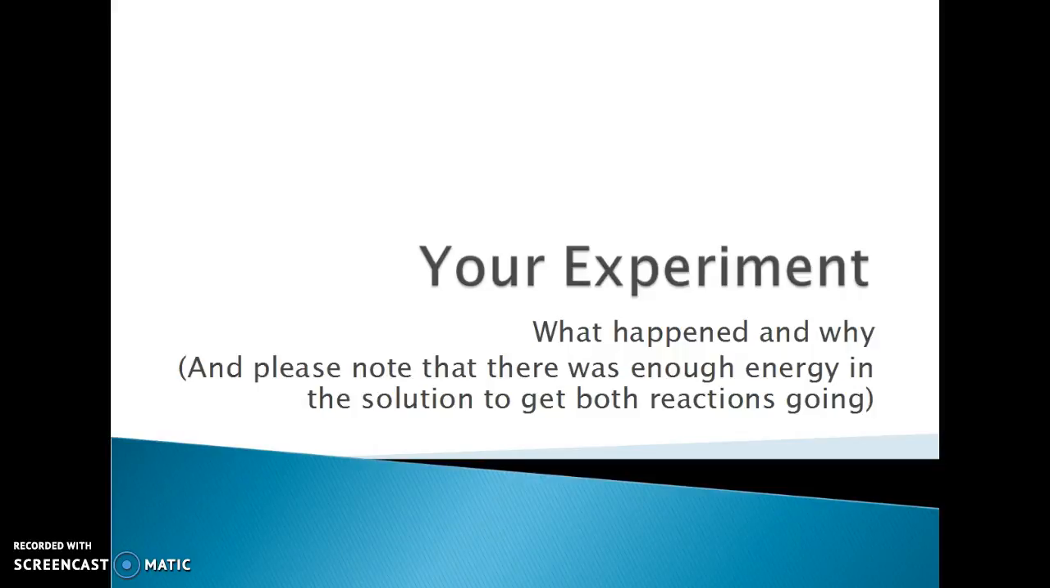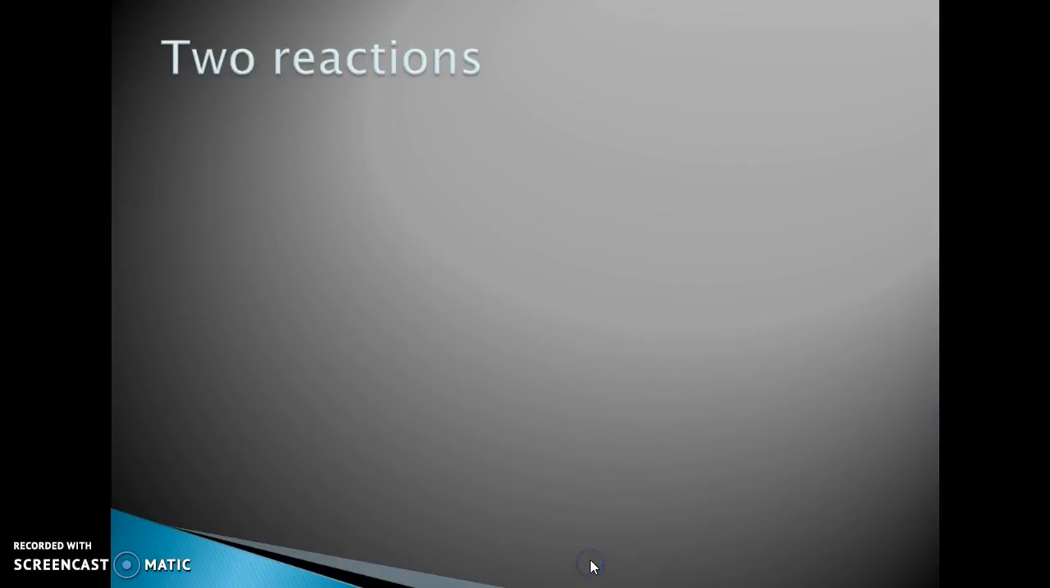Let's look at the experiment that you did or may have done to find the difference between endothermic and exothermic processes. What happened and why in the two reactions. And please note that there was enough energy in the solution, in the water, to get both of the reactions to start. You had two reactions.